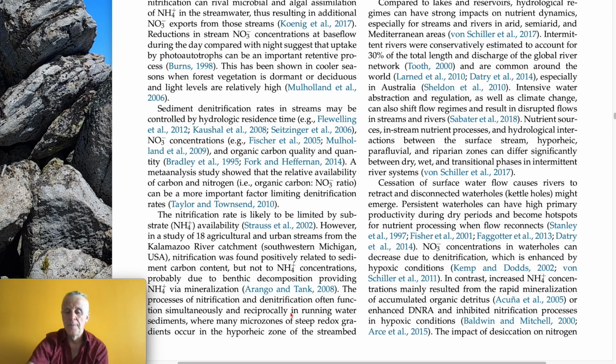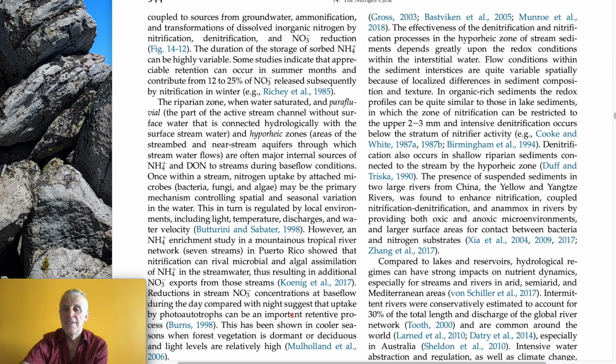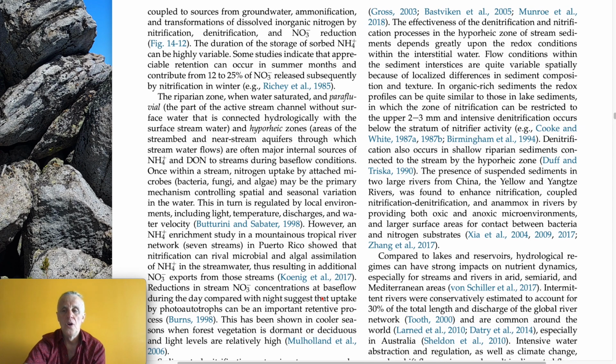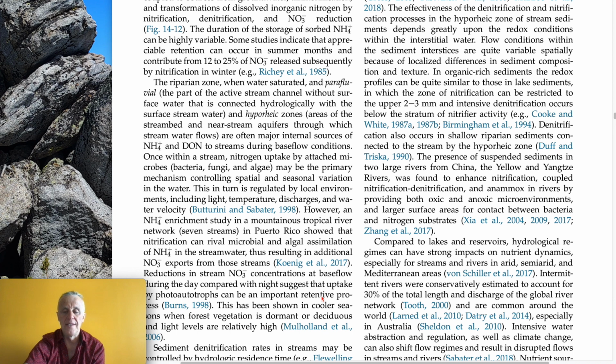The processes of nitrification and denitrification often function simultaneously and reciprocally in running water sediments, where many macrozones of steep redox gradients occur in the aporeic zone of the stream bed. The effectiveness of the denitrification and nitrification processes in the aporeic zone of stream sediments depends greatly upon the redox conditions within the interstitial water. Flow conditions within the sediment interstices are quite variable, especially because of localized differences in sediment composition and texture.